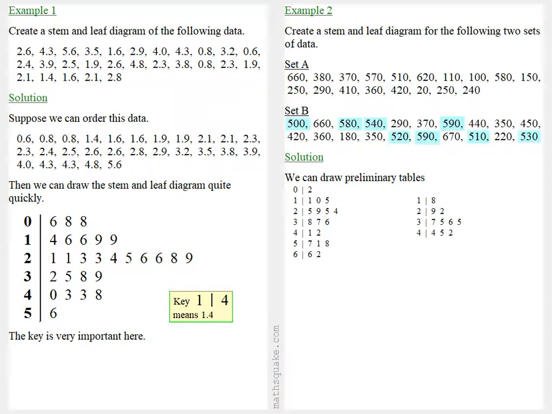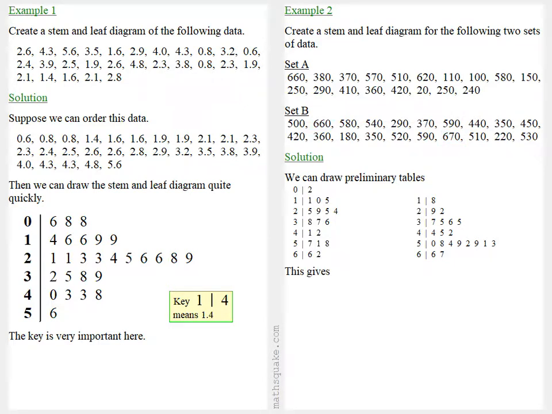In the 500s, we've got a lot. That's 500, 580, 540, 590, 520, 590, 510 and 530. So that is 508492913. And finally in the 600s we've got 660 and 670, so that's 667.